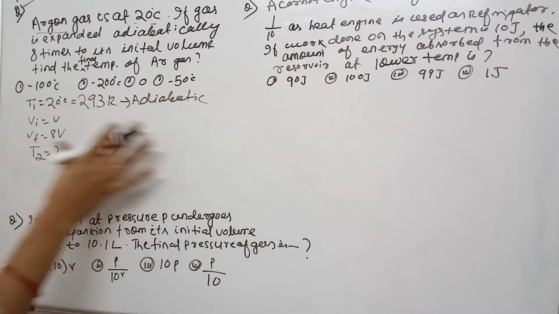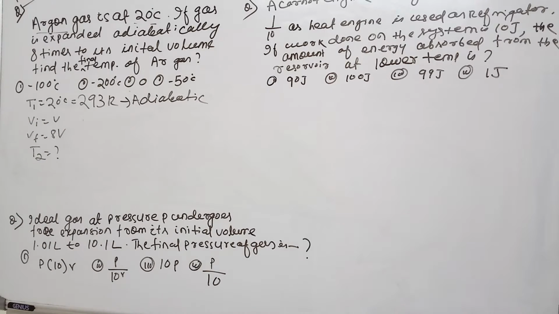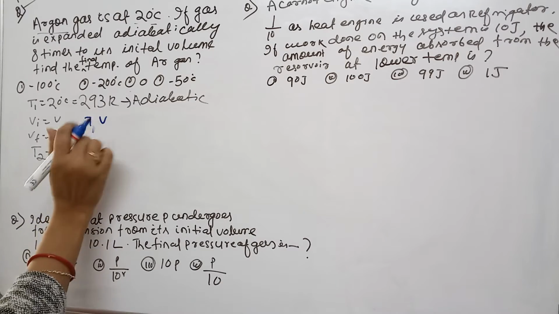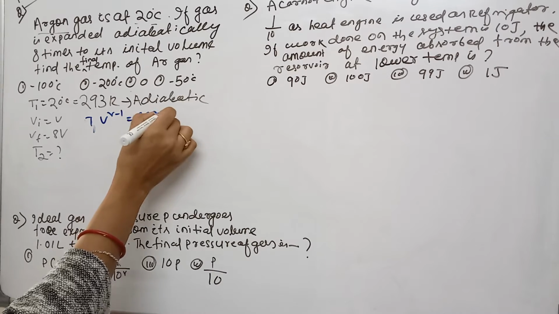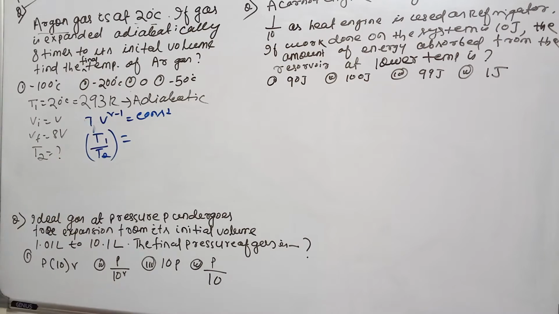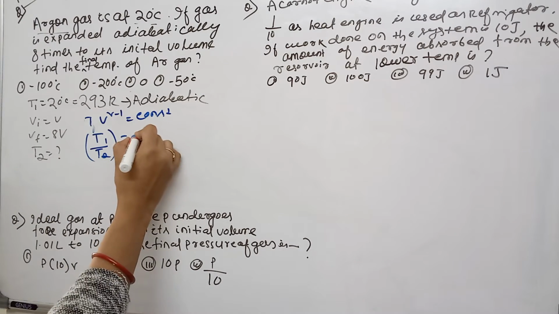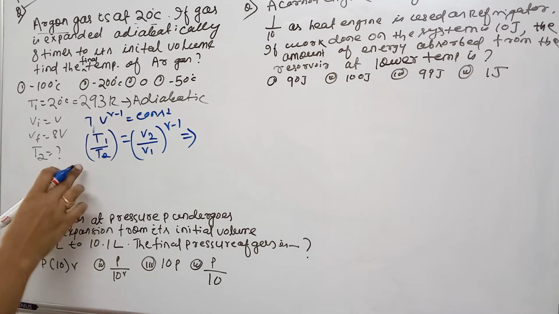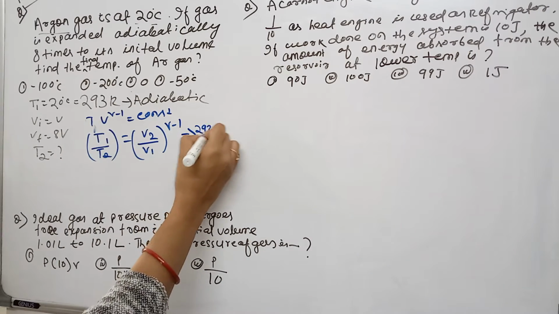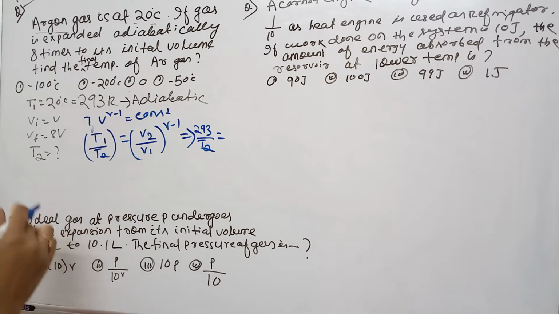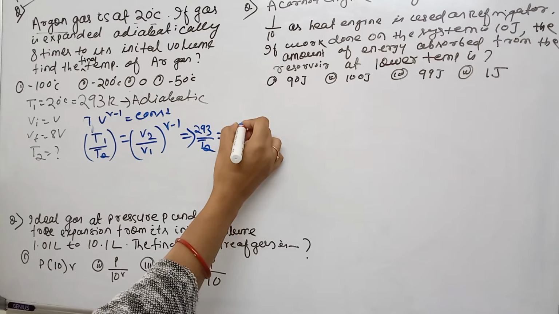Very easy question. So adiabatic process, temperature volume relationship. What is the relation for temperature and volume in case of adiabatic? That is TV^(gamma minus 1) is equal to constant. From this you can write T1 upon T2 is equal to V2 upon V1 to the power gamma minus 1. Now just put the values. T1 is 293, T2 to find out, V2 upon V1, that is final upon initial, is equal to 8 to the power gamma minus 1.